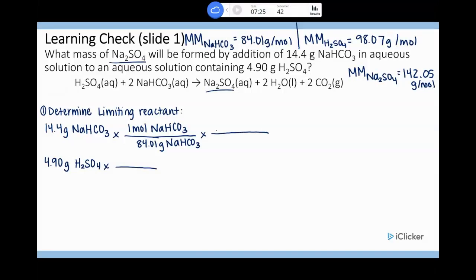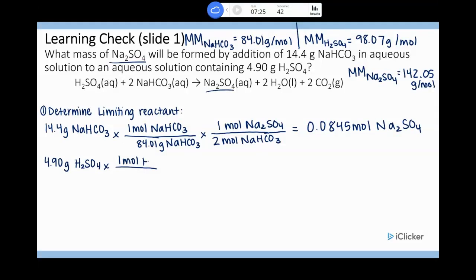And then we use the coefficient ratio. So for every 2 moles of sodium bicarbonate, we produce 1 mole of sodium sulfate. And so this would produce 0.0845 moles of sodium sulfate. And we use the same process to determine how many moles of sodium sulfate would be produced with 4.90 grams of H2SO4.